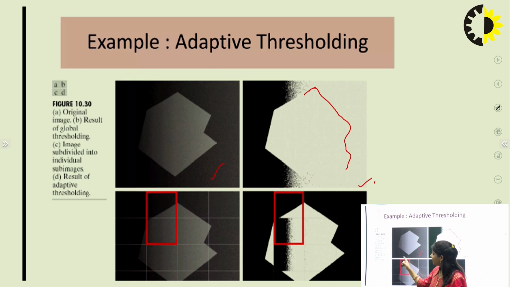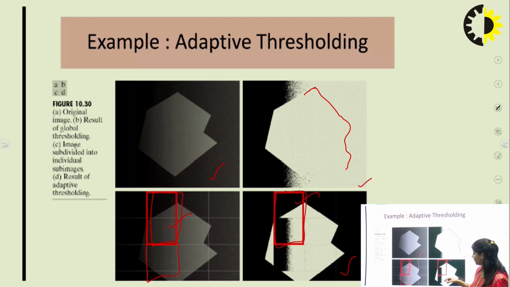Next, the image is subdivided into individual sub-images. We select one portion and apply one threshold, then another portion gets another value. So we divide our image into different sub-portions and apply different threshold values based on the pixel location. When we apply adaptive thresholding, this will be the result. Here I have applied only one threshold value for this region, so we get this kind of image. Fine, so adaptive thresholding is very useful.